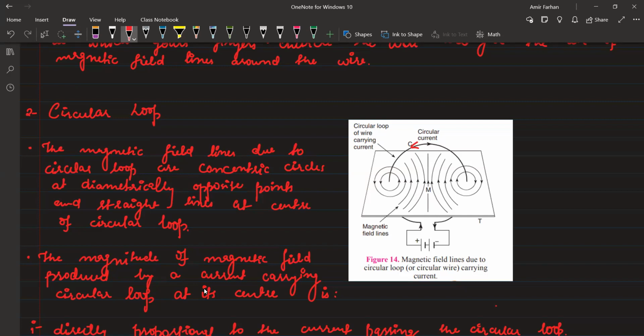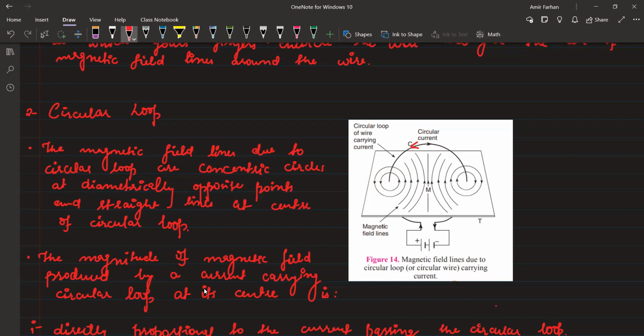Shazia, is it clear? Okay. So for today's class, let's leave it here. In the next class, we will be doing the magnetic field due to a solenoid and the force on a current carrying conductor. That is the last topic, and your chapter will be done because this is a very small chapter.